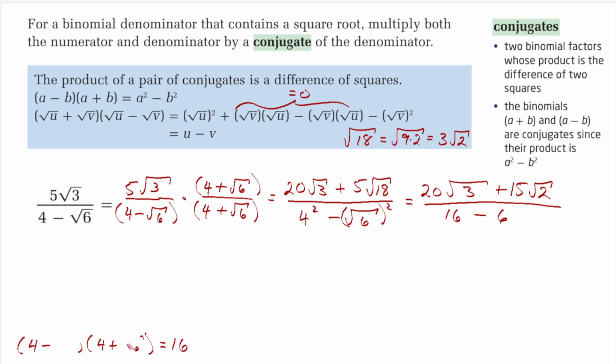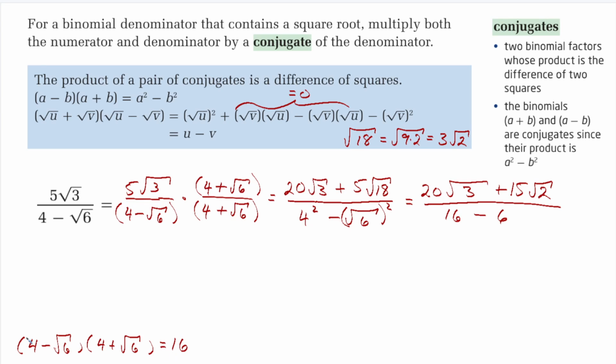Why would they do that? That's weird. That would just be 4 minus root 6 and 4 plus root 6. All right, everything else I think is okay.